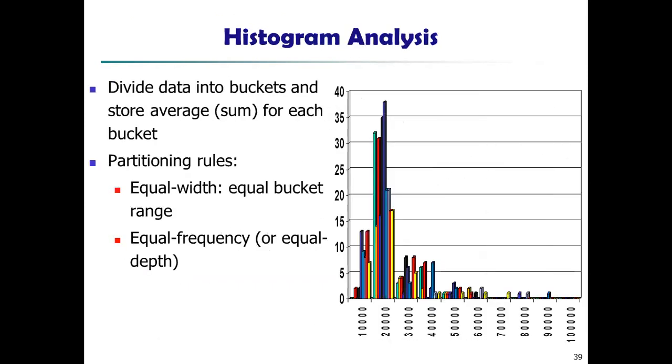We represent it as histogram analysis. In histogram analysis, we divide data into buckets and store the average sum for each bucket. This is simply called histogram analysis. The partitioning rules are equal width, equal bucket range, and equal frequency, equal depth. All buckets must be of equal size.